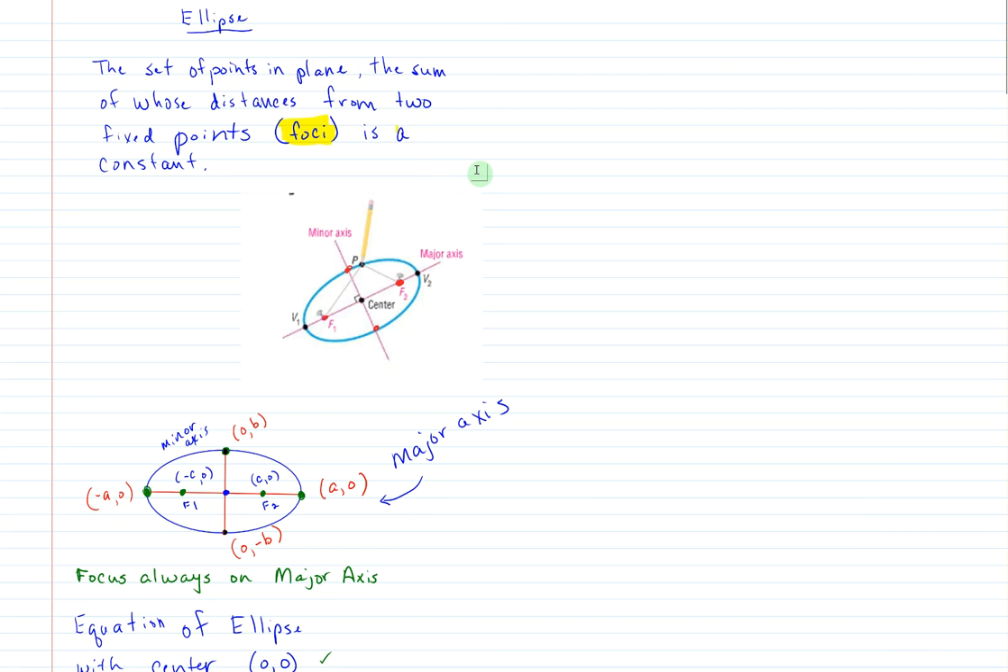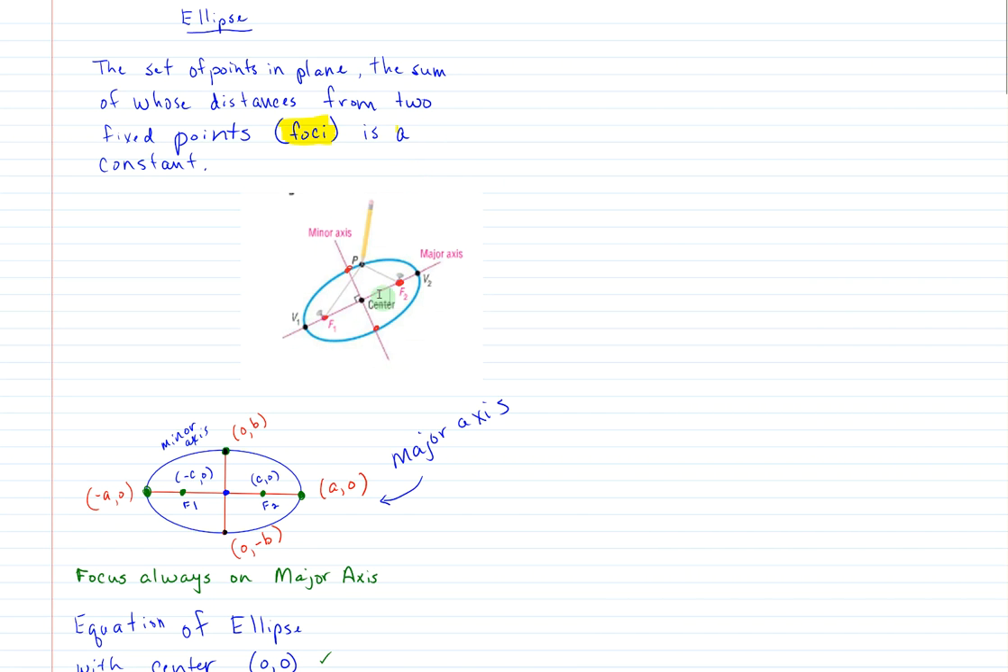This is our second type of conic that we'll encounter. This is section 10.3, and we'll be talking about the ellipse. The formal definition would be the set of points in a plane, the sum of whose distances from two fixed points, the foci, is a constant. And so looking at this picture, you have an ellipse.